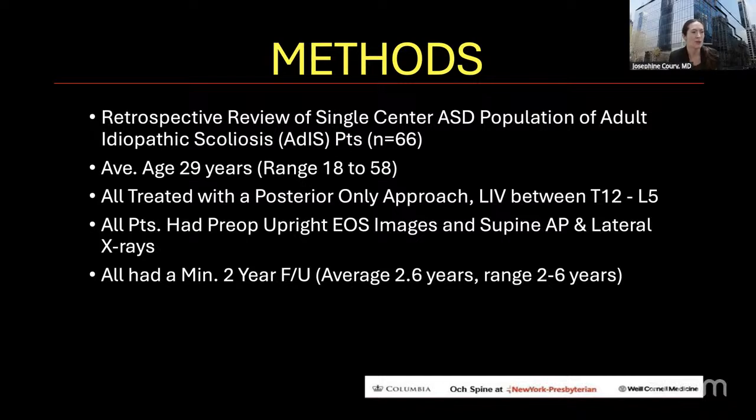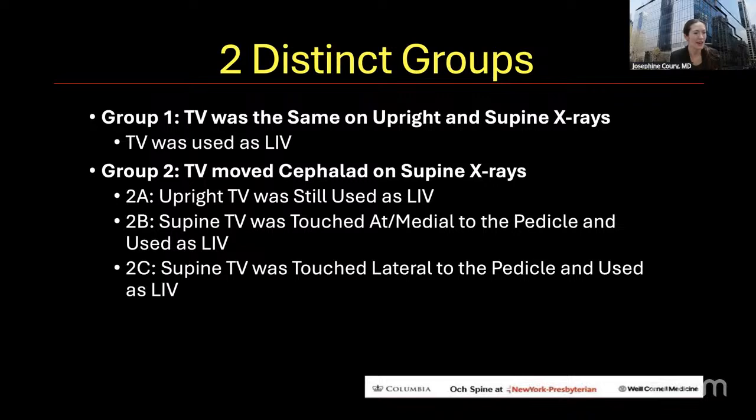So we performed a retrospective review of our single patient population at Columbia, which was 66 patients with adult idiopathic scoliosis. The average age was 29, and they were all treated with a posterior approach, which we were just speaking about, and all had a minimum 2-year follow-up. We had two groups that we looked at. We looked at patients where the touched vertebra was exactly the same on the upright films as on the supine films, because that's something that we really like to pay attention to now for patients.